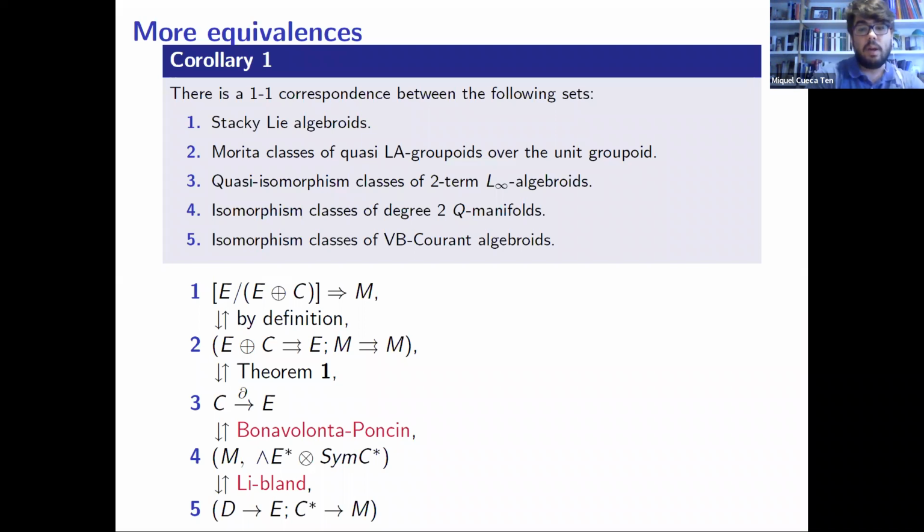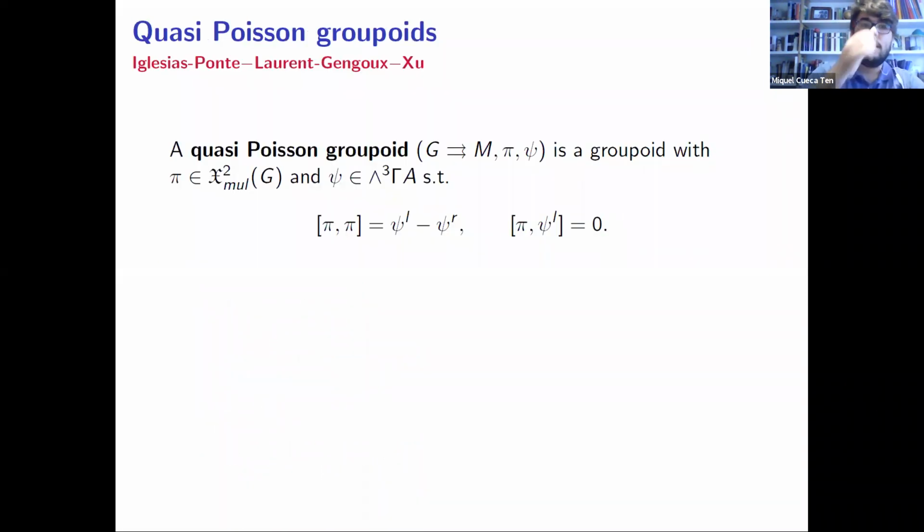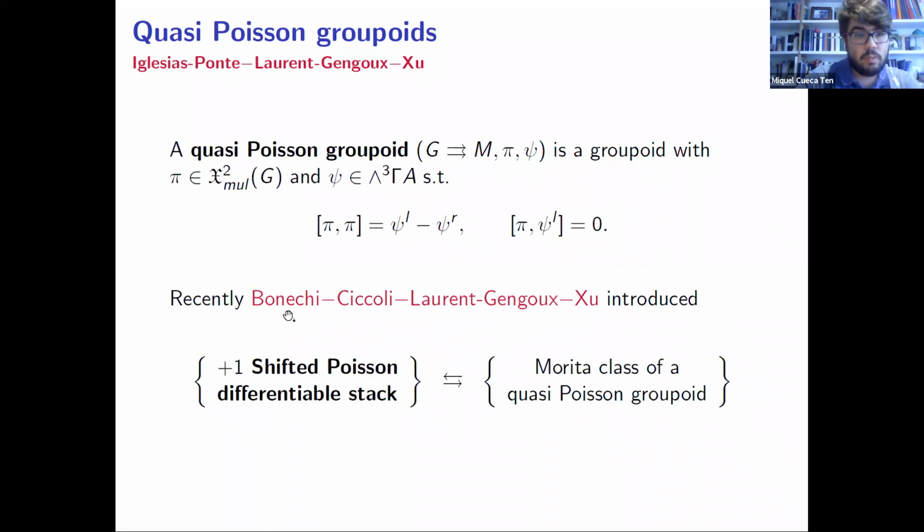Okay, and the second property that I want to mention is, given a Lie algebroid, the dual is a linear Poisson manifold, a linear Poisson vector bundle. And I want to say something similar for Stacky Lie algebroids, and for that, I need to introduce what a quasi-Poisson groupoid is. So this was introduced by Iglesias-Ponte, Camille Laurent-Gengoux, and Ping Xu. And they say that a quasi-Poisson groupoid is just a Lie groupoid endowed with a multiplicative bivector field, and a section of the wedge 3 of the Lie algebroid satisfying these 2 equations that, as you see, are basically the same as the equations for quasi-Q manifolds. So recently, Ping Xu and Camille, with 2 other collaborators, Bonechi and Nicola Ciccoli, defined one-shifted Poisson differentiable stacks as the Morita class of quasi-Poisson groupoids.